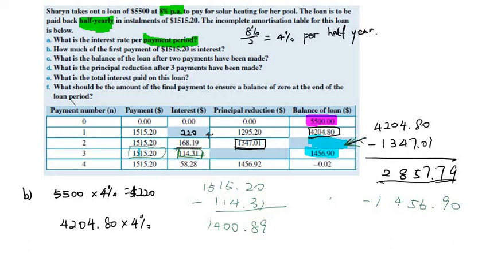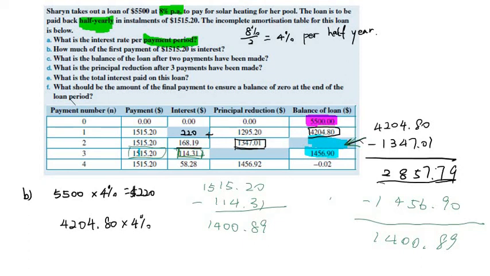If we try the other method, using the difference between the two balances of loan, we know how much money in the third payment has been used to pay off the loan. So if we do the calculation over here, use the 2,857.79 and take 1,456.90 away from the number, we'll have the same answer. Okay. So by completing the table over here, we have answered questions A to D.